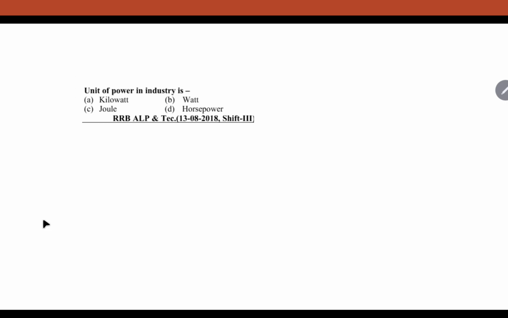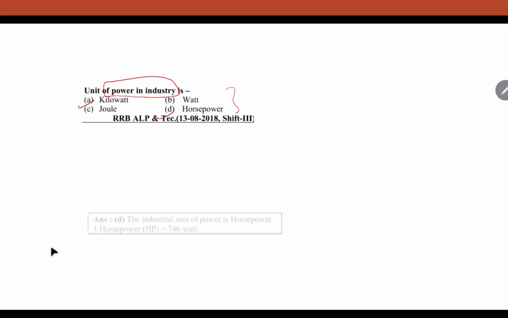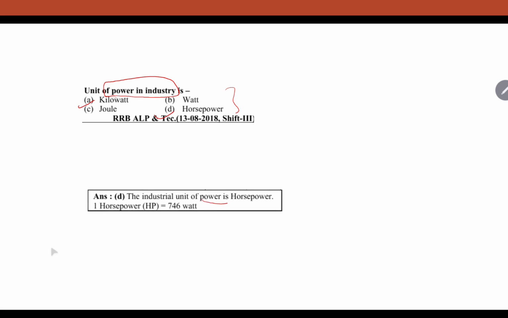Next question. The unit of power in industry is, the power is asked in terms of industry. So we need to see the options carefully. Option A, kilowatt, watt, joule, horsepower. These are all units of power only. But he is asking what is the unit of power in industry. So the right answer for this question is option D, that is horsepower. The industrial unit of power is horsepower. 1 horsepower is equal to 746 watts.